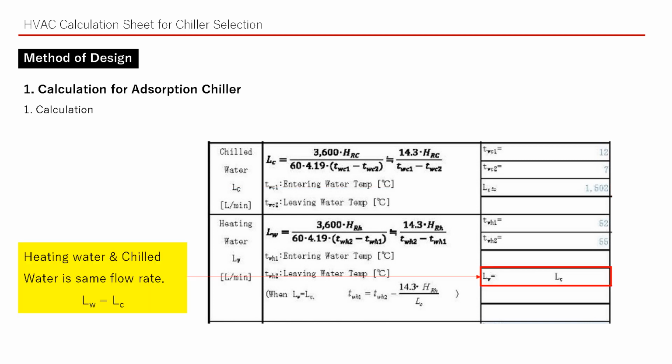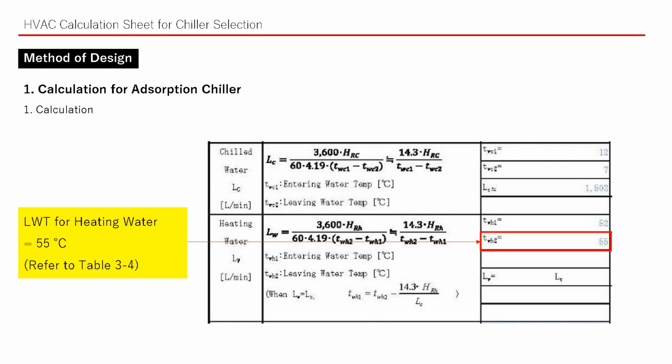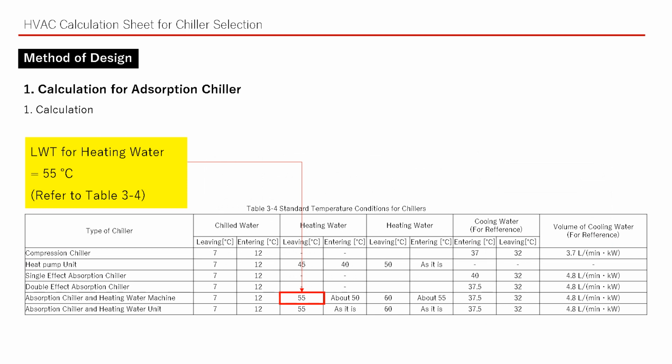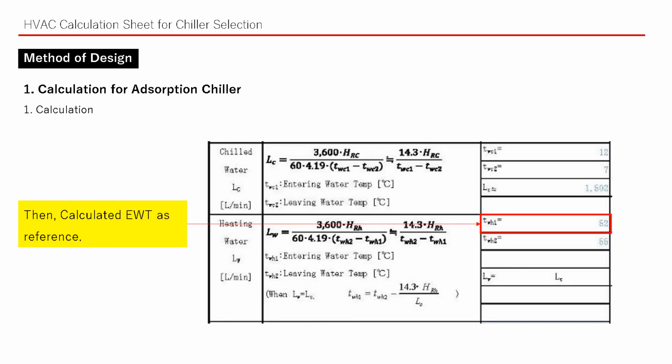In this case, we will use the same pump and pipe for heating water. Therefore, we assume that chilled water and heating water have the same flow rate. Leaving water temperature for heating water is 55 degrees. We can refer to table 3 to 4 again. We can get 55 degrees from table 3 to 4. Then, we can get the calculated entering temperature as reference.